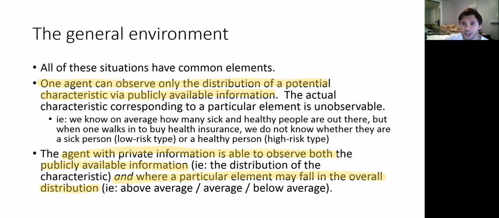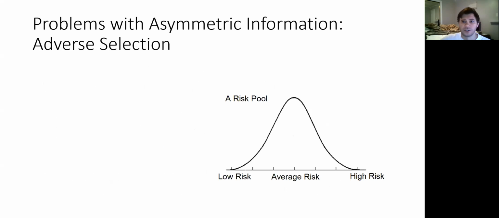Okay, so that is the general environment here of asymmetric information. And I'm going to go ahead and use the healthcare or the health insurance example to think about this problem known as adverse selection. And we'll talk about the Affordable Care Act as an application of this idea. So the first problem with asymmetric information we're going to discuss today is something called adverse selection.